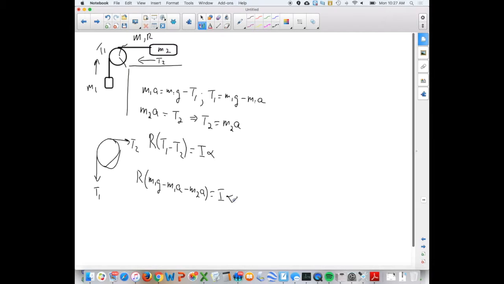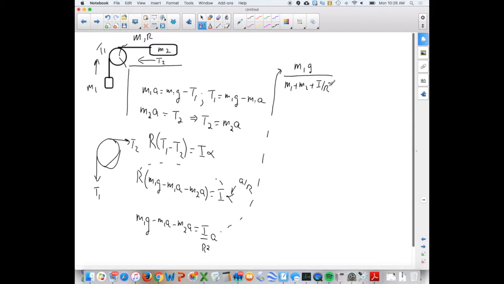I'm going to make a couple of substitutions. I'm going to substitute A over R for alpha, and I'm going to bring the R over to the other side, and I'm going to end up with M1G minus M1A minus M2A is I over R squared, we see that again, times A. Then I can rewrite this whole thing as M1G over (M1 plus M2 plus I over R squared) is equal to acceleration.